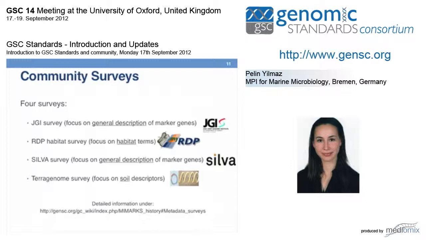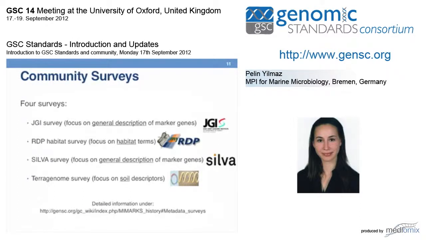So to briefly look at all the work we've done, as I said, we did a lot of community surveys. We had 4 surveys for helping MIMARKS. The first one was a JGI survey, focusing on general description of marker genes. Then we had the RDP habitat survey, which was solely focusing on habitat terms. We then had a Silva survey, which was also focusing on general descriptions. Then came the Terragenome survey, which was focusing on soil descriptors for metagenomes and marker genes.